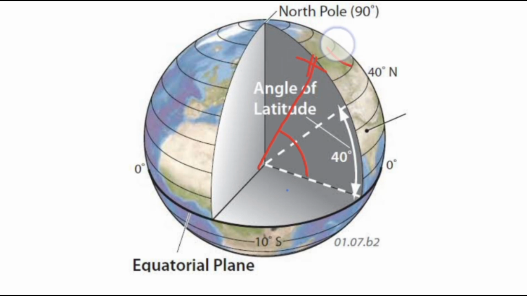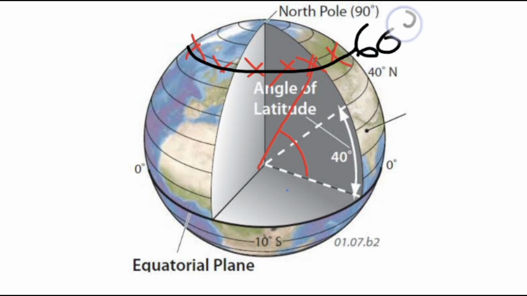Then we mark another point, and we do the same throughout the surface of the earth. We mark here, here, here, and here, and connect all such points. Then we get a particular line, which we call 60 degree north. Do you understand? This 40 degree north is one parallel of latitude, and this 60 degree north is another parallel of latitude.